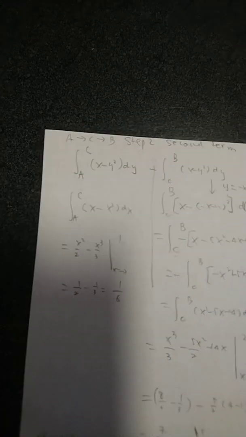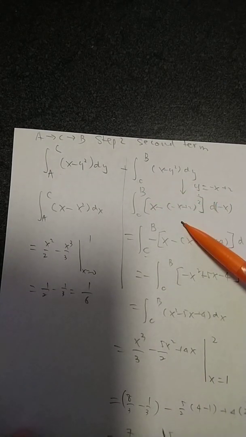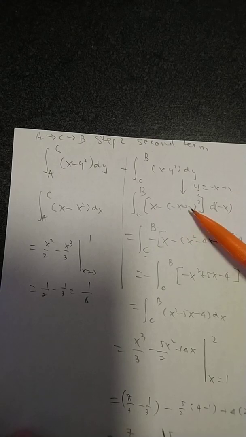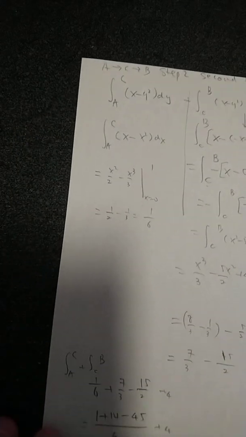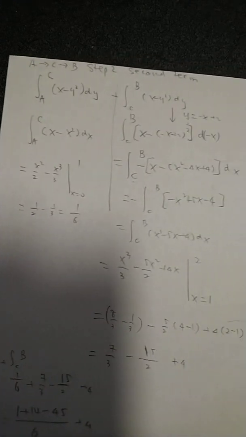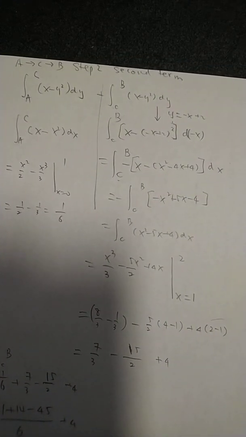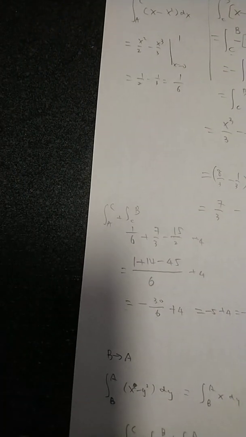And then I do the same thing for C to B. But C to B, the line equation is negative x plus 2. Okay. And then I need to replace the dy by d negative x, like that. And that's the rest of these intervals. So once I finish this integral on the left-hand side, and I do the same thing on the right-hand side, and I add these two integrals up, so this is my final result.